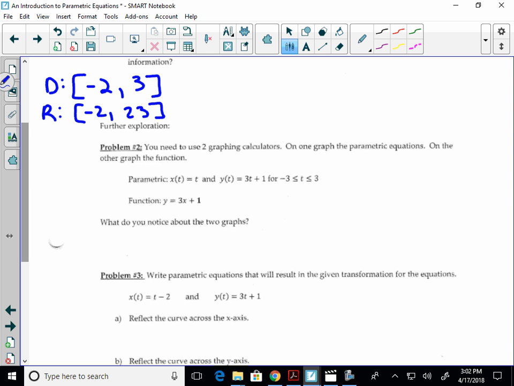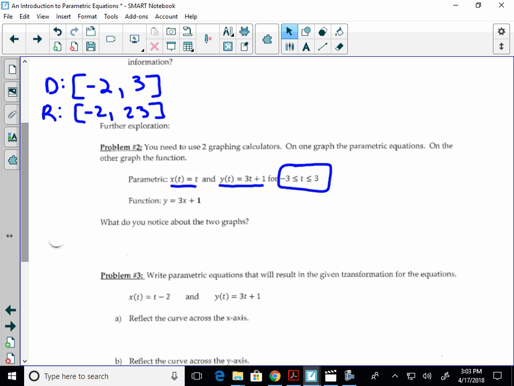Okay, problem number 2 on your graphing calculator, put these two equations in, and this is your T min and T max. So go to y equals. We have to do it on 2. Let's do it on 2. On 2. No, because you don't have two calculators. I don't know why she put that in.